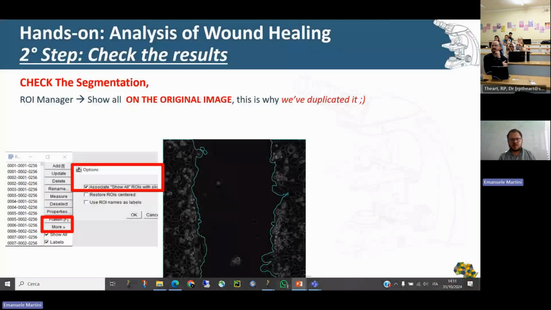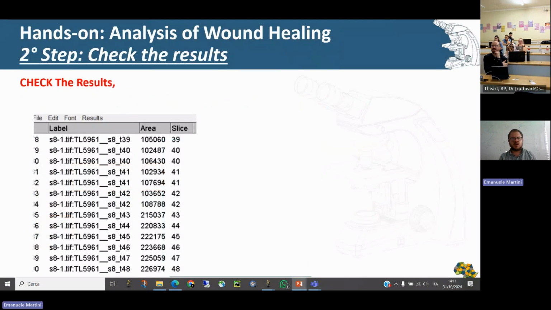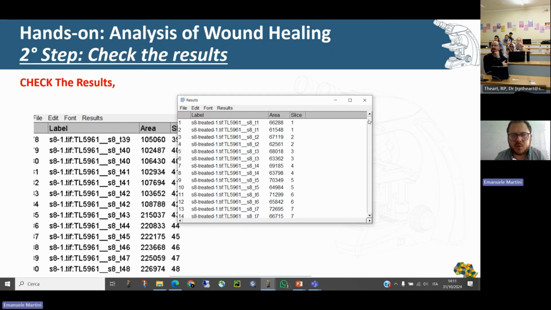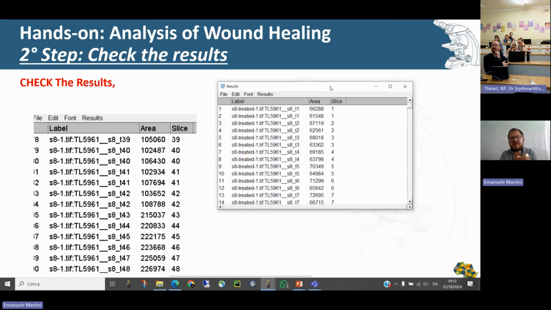Let me go here. The result is something like this. If you open your result table, you will have something like this. Here, I mean, they are still okay. I'm not saying that they are not okay, but we have a little problem if we check them a little bit well. For each slice, we can have multiple areas.